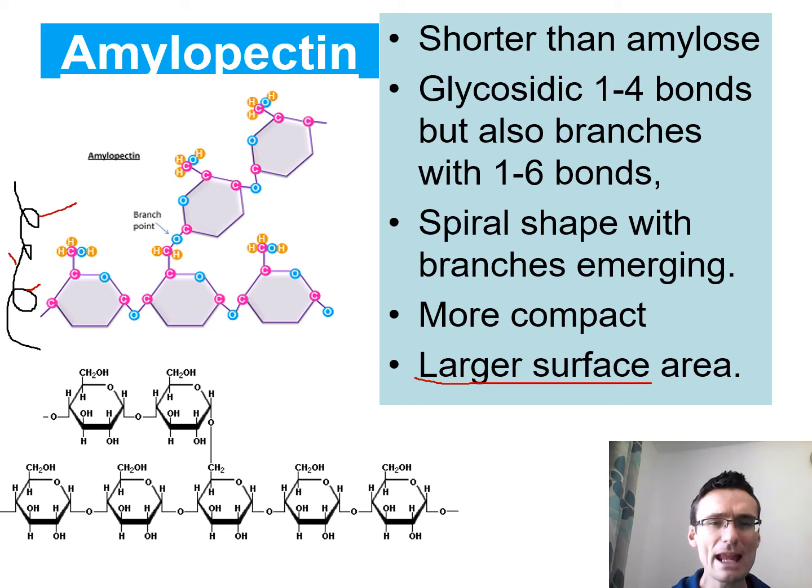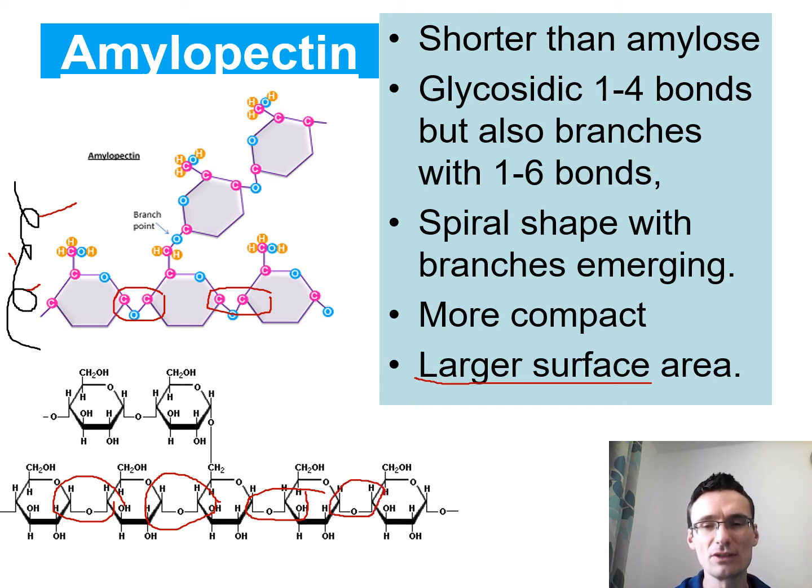Now, you might also get information about the actual bonding. Obviously the main structure is still a glycosidic bond between carbon 1 and carbon 4. Look at the more complicated picture at the bottom. Most of the bonds in the chain are carbon 1 and carbon 4, but where the initial branches occur, it is carbon 1 and carbon 6.